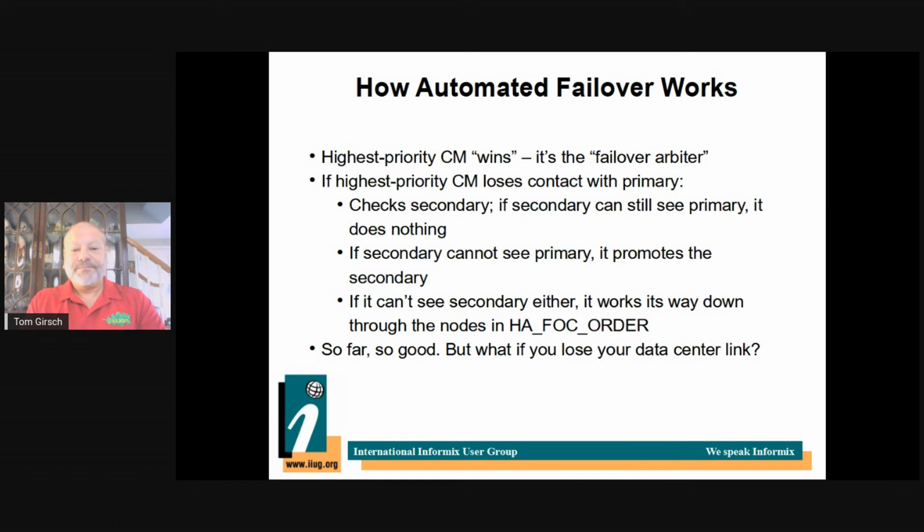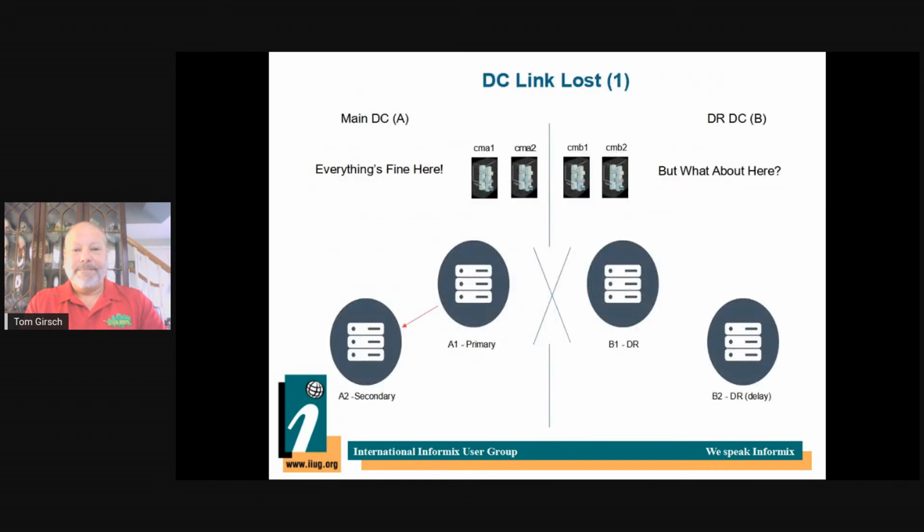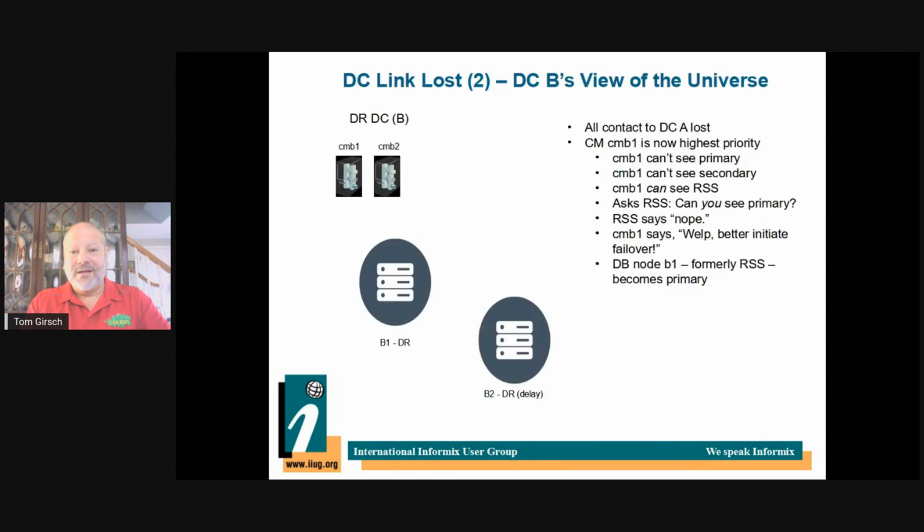So far, so good. But again, in the case we just talked about, what happens if you lose your data center link? Well, I'll walk through it. Again, as I said, data center A on the left, everything's fine here. Data center B, not so much. We got two servers over there, two connection managers. They can't see the primary. They can't see the secondary. So what do? In data center 2, here's its view of the world.